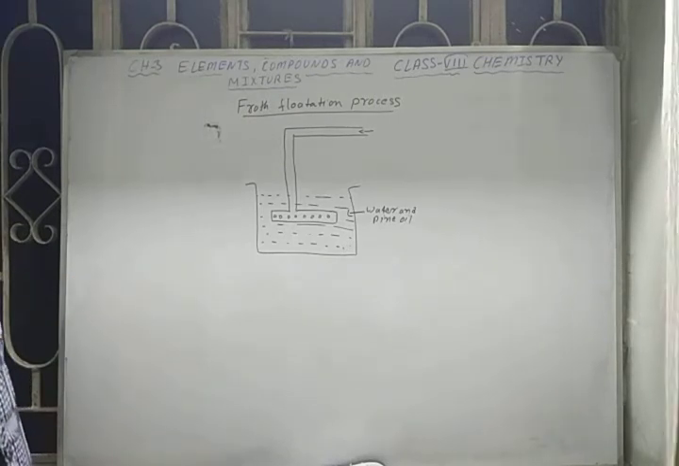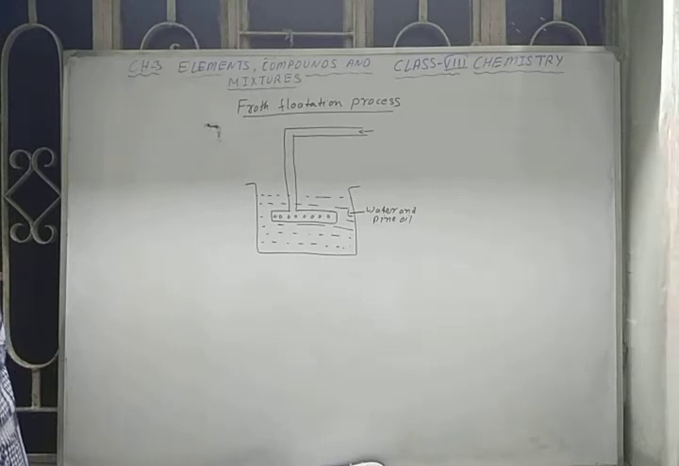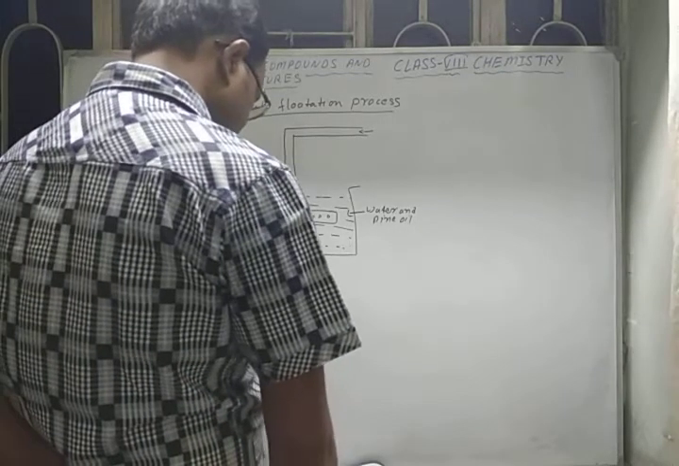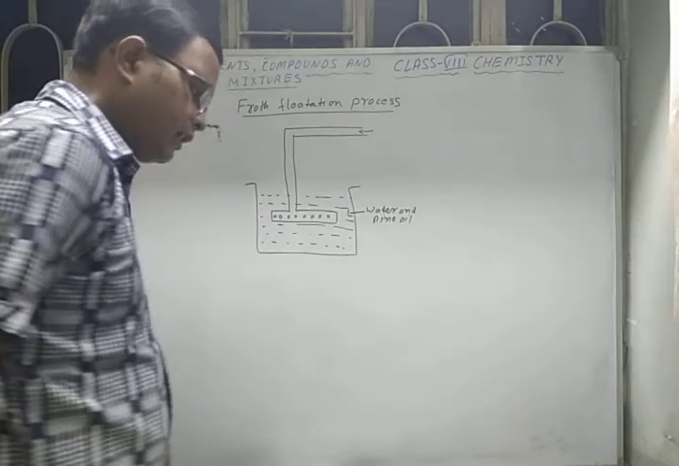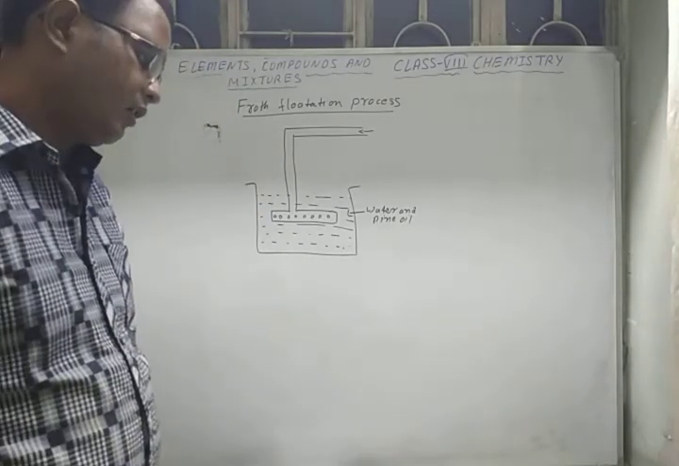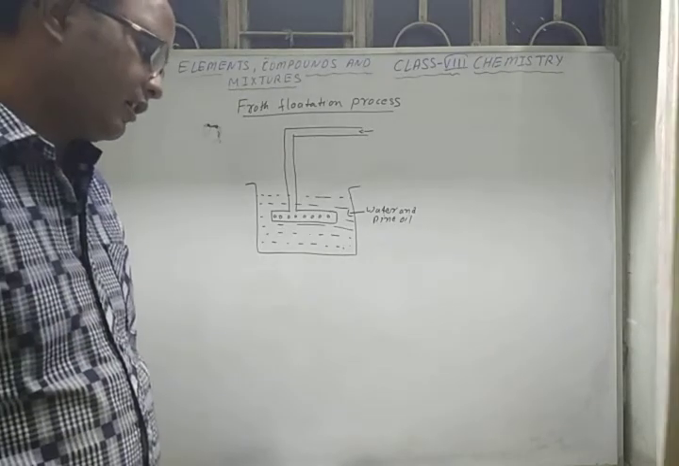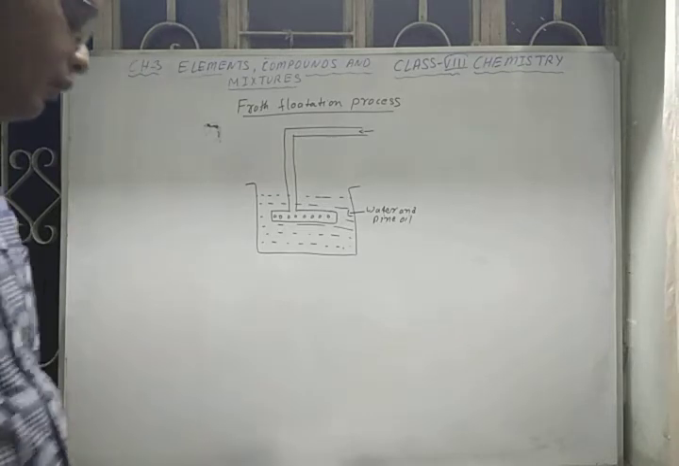Now we have to mix in the ore from which we have to extract the metal. Whatever ore you take must be a sulfide ore, suppose lead sulfide, zinc sulfide, galena, or zinc blende. Potassium ethyl xanthate we can take, and pine oil. So we have to add the ore here also.